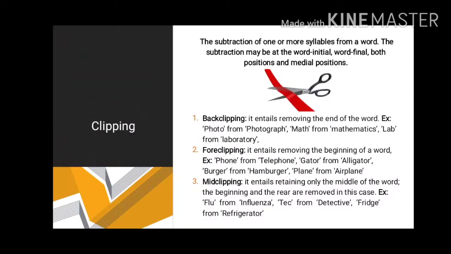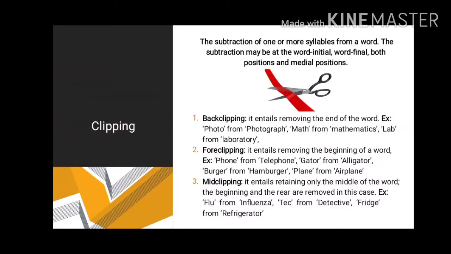The second non-affixation morphology process is clipping. When you take a look at the pictures, it means that it is a clip or a cut. So you try to subtract part of the word. When it is back clipping, you will cut the back part of the word. So you cut the graph from photograph into photo. You will have math from mathematics and lab from laboratory.